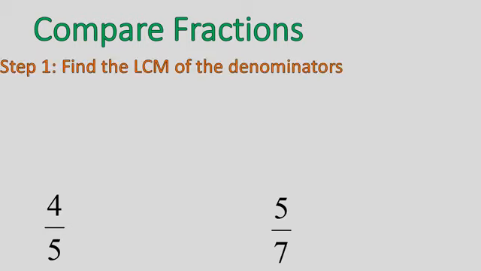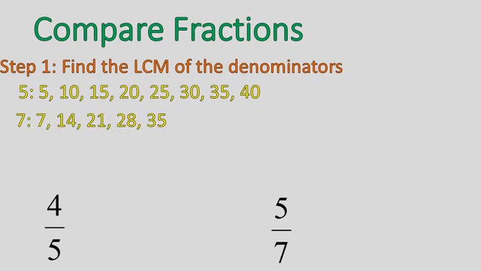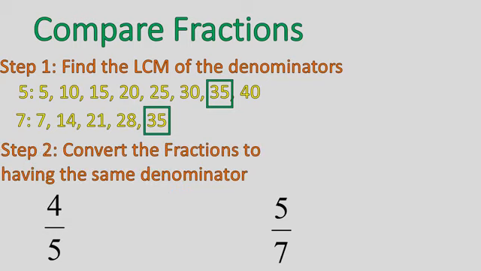I'm going to do the same steps I've been doing in all of these problems. Find my least common multiple of 5 and 7. I'm going to write out the multiples of 5, write out the multiples of 7 until I find one that's common, 35. Now I'm going to convert both fractions to having a denominator of 35. Then I can compare them, or if I was asked to fill in the blank, 4 out of 5 is what out of 35, I'd be able to do the same thing because I'm converting the fraction to having a denominator of 35.